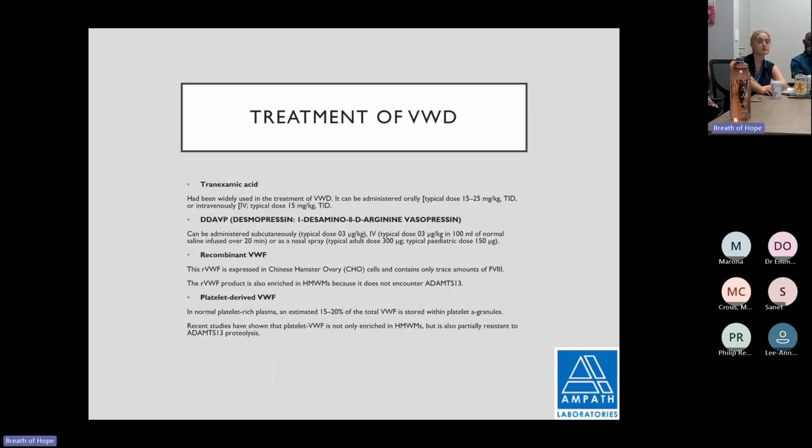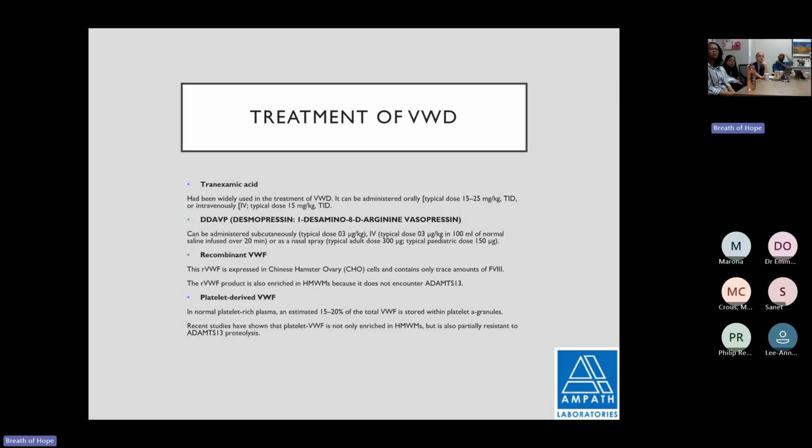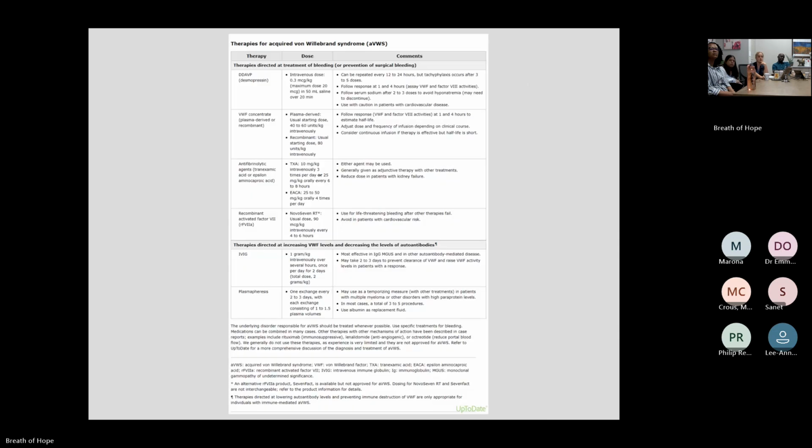So this is just the treatment with the dosage recommended there. If you guys want to read through it, it's also just very important to note that with the recent research, the recombinant von Willebrand factor is actually made of Chinese hamster ovary cells, and they contain also trace amounts of factor 8. And what's nice of this is these products are also high molecular weight molecules, and they're not being broken down by the patient's own ADAMTS13. So it's one of the advantages.